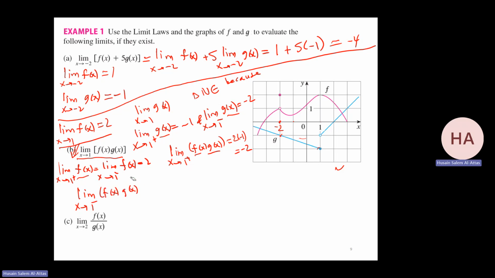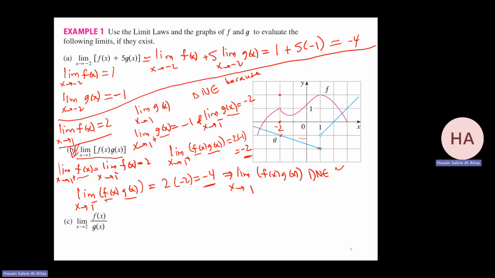Notice the same thing. This exists, as x goes to 1 from left, so I can apply the theorem. For x going to 1 from left, f is 2, g is minus 2, which gives minus 4. Now what does that mean? The limit, as x goes to 1, of f of x times g of x does not exist. Why? Because right is not equal to left.